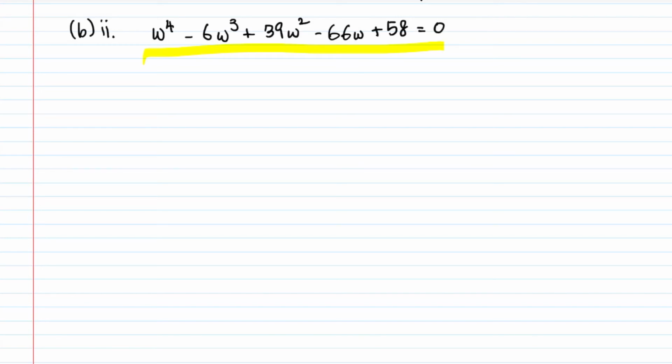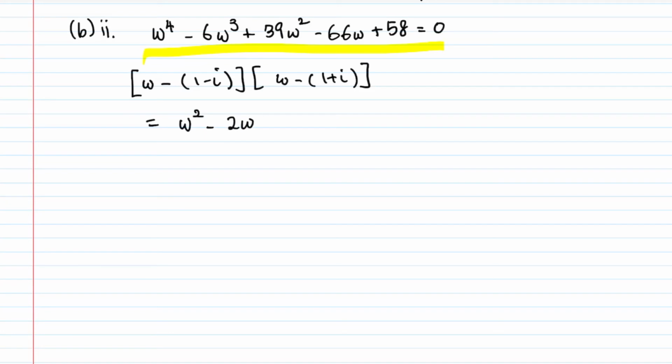So what you can do is from there, you can find your first quadratic factor. You're just going to take W minus your 1 minus I, so bring it to the other side, and then multiply it by the conjugate, which is W minus 1 plus I. This will give you your first quadratic factor, which is going to be W squared. Then you just need to combine it. This is based on the complex numbers identity, okay?